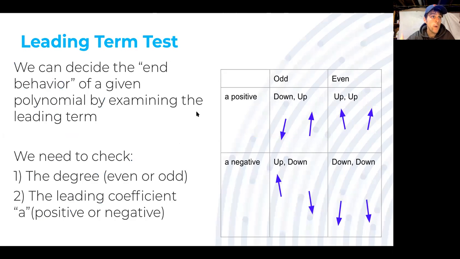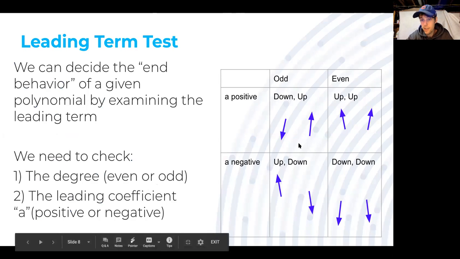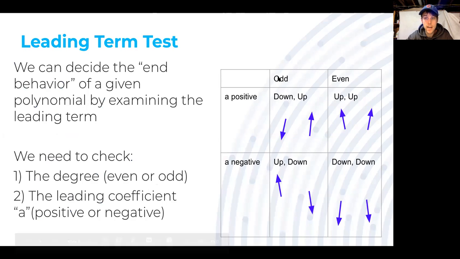Now, the way that we determine the end behavior is called the leading term test or the leading coefficient test. We check to see if the degree is even or odd, and we check to see if the leading coefficient is positive or negative. Here's a quick chart that we can look at: the degree on top, is it odd or even, positive or negative? I condensed all that information from the previous chart into this one, a little bit easier for just talking about the end behavior.